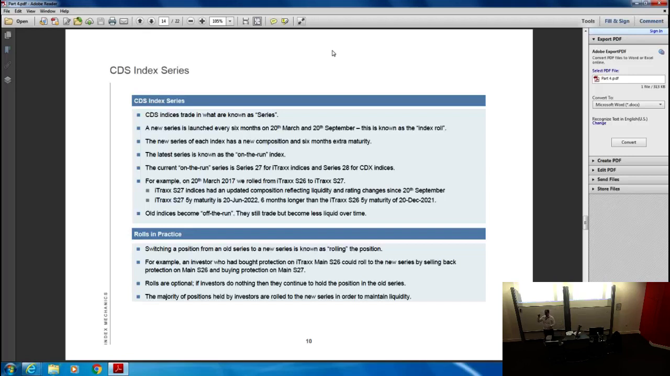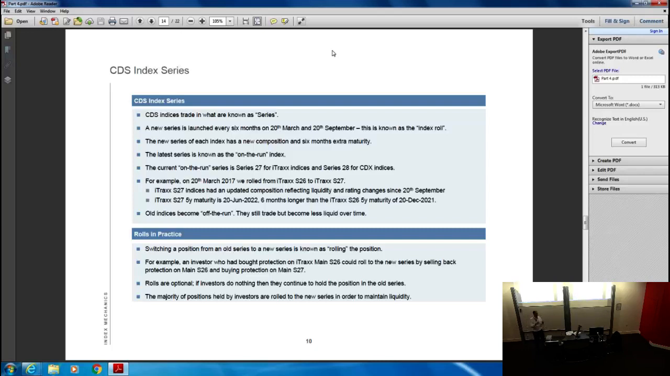Okay? So it took you to June 2023. As we get to September of this year, we're going to keep trading iTraxx S29 as the on-the-run, but at that point in September 2018, some of the names in the portfolio would have been downgraded, and also the portfolio duration is not quite 5 years, it's 4 years and 9 months at that point.